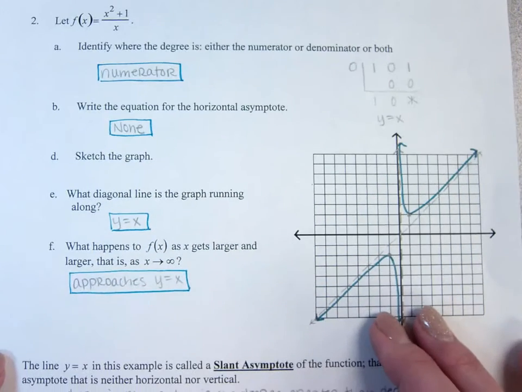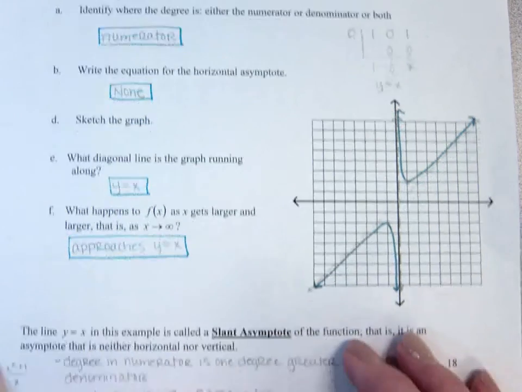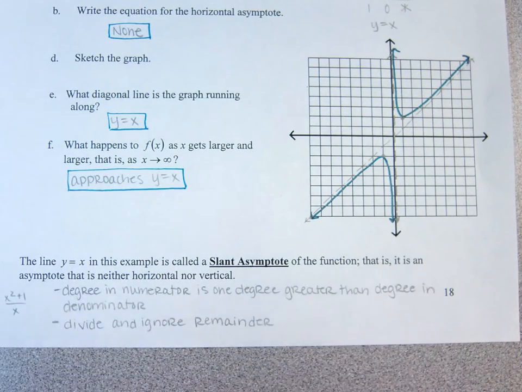Okay. In this graph here, if you were to graph it on your calculator, hopefully you would notice that on the left and right side, your graph is approaching y equals x. That would be your slant asymptote right there. And so the way to figure out what your slant asymptote is, is to just divide your function and ignore whatever remainder you would get.